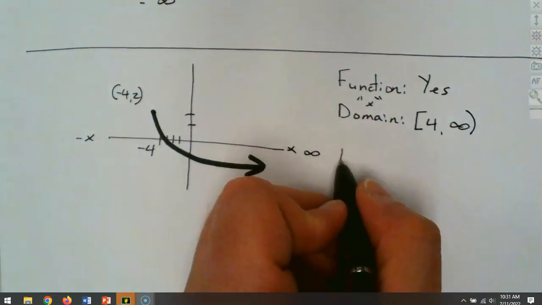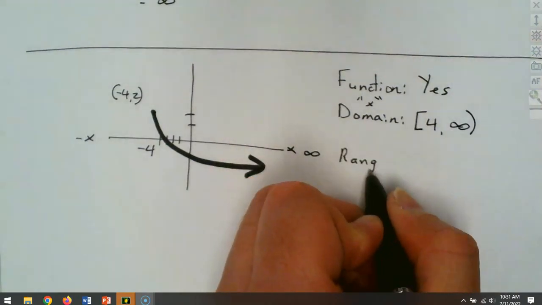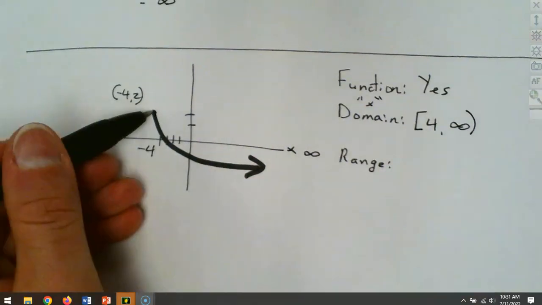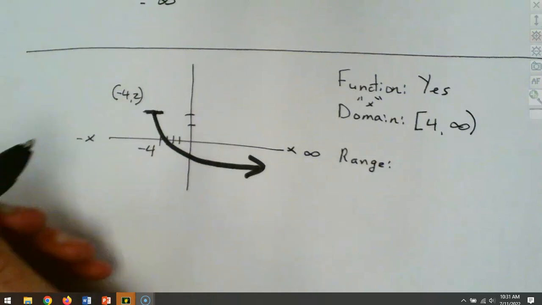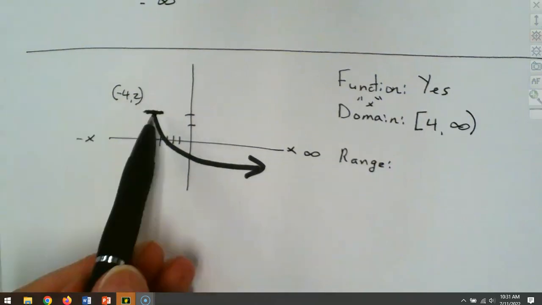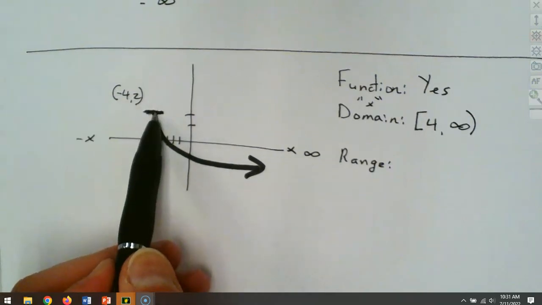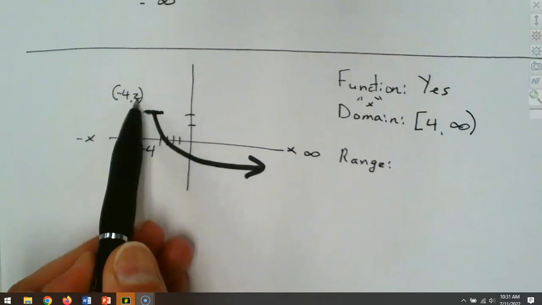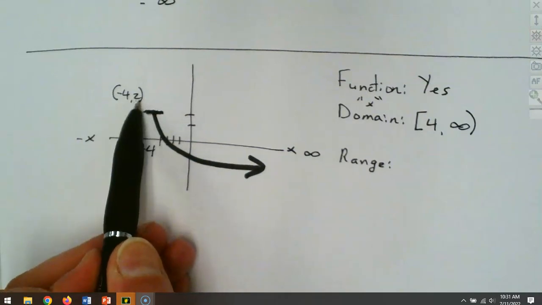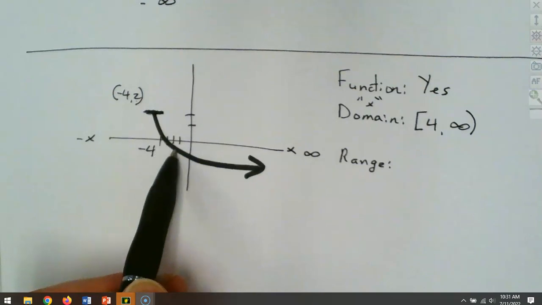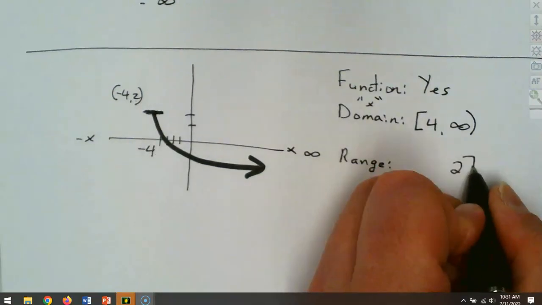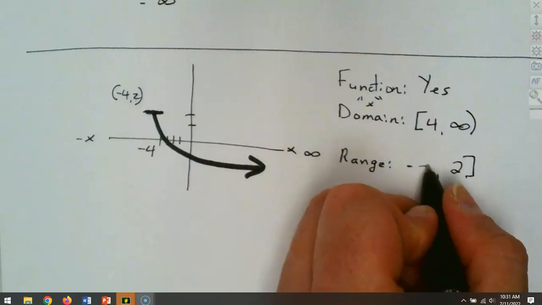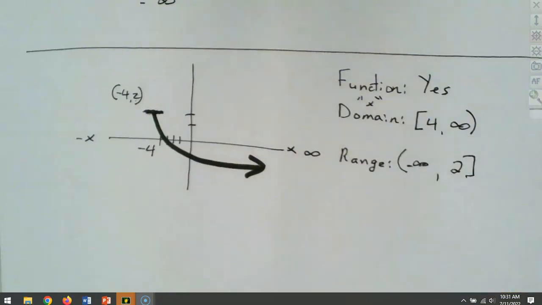What about the range, the up and down part? When we look at our range, we look at where it starts on the up and down part. So on the up and down part, it starts at 2, doesn't it? And what is it doing? Is it going up or down? Down. So my range would then be 2. And where does it go to? Negative infinity going down. So your range would be 2 to negative infinity.